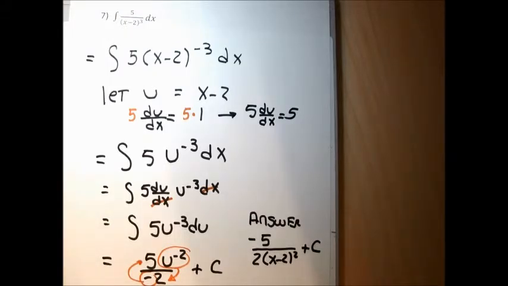Boom, boom, move x minus 2. Derivative is 1, so we need a 5. 5u to the negative 3, 5. Yeah, it looks good. All right.